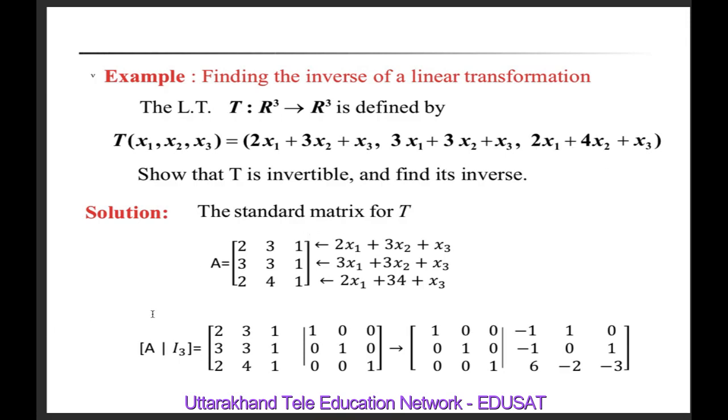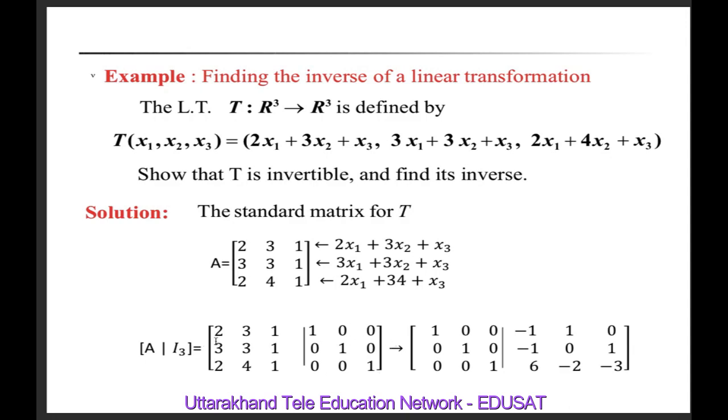Now we will find the inverse of A. We know that to find the inverse of A, we write it as an augmented matrix. Here A is the matrix 2, 3, 1, 3, 3, 1, 2, 4, 1 and I have written the identity matrix of the same order, 1, 0, 0, 0, 1, 0, 0, 0, 1. We will apply certain row operations or column operations on the matrix A so as to reduce it to the identity matrix. And the same operations will be applied on this identity matrix, and the resulting matrix will be the inverse of A.